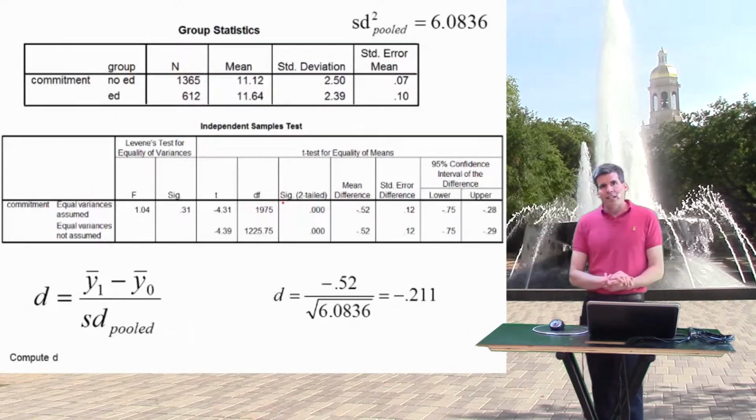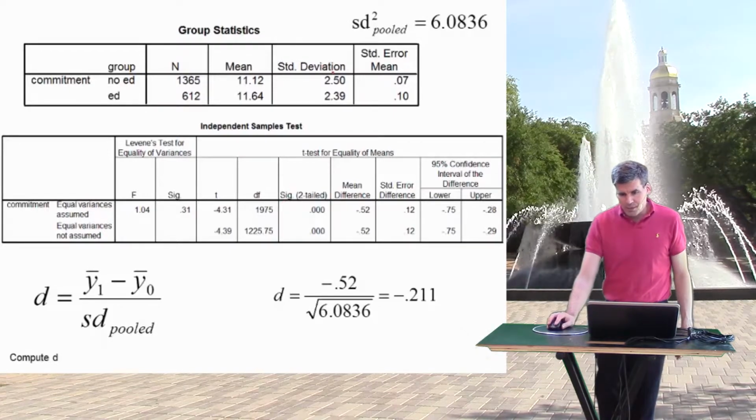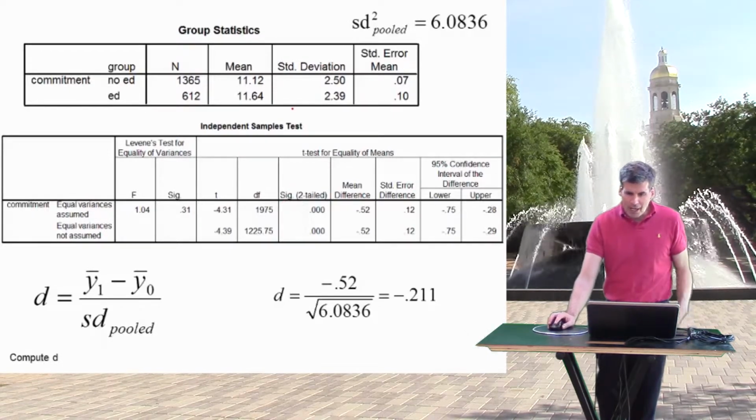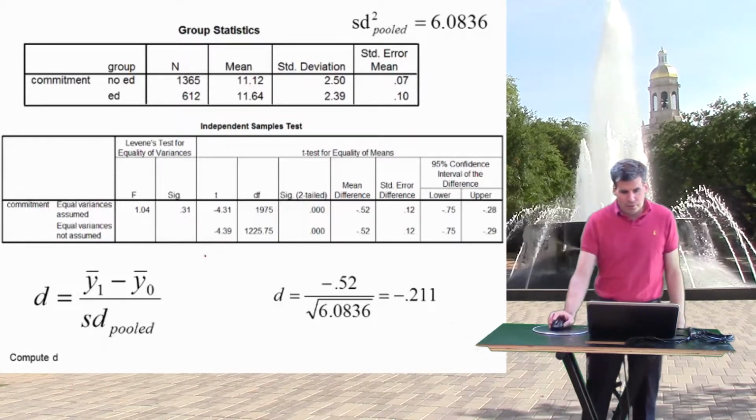Now let's calculate that D statistic. When we first started, we gave a rough eyeball estimate, and we saw that it looked like a D statistic of about 0.2 or so. Let's see exactly how close we are.